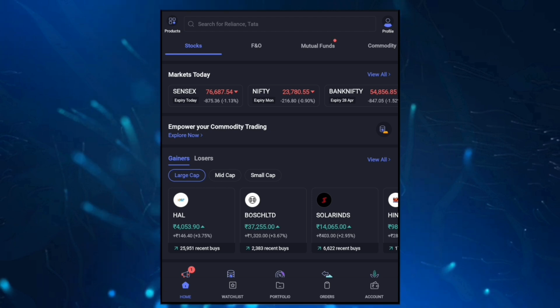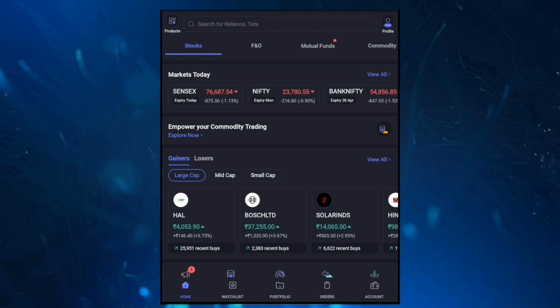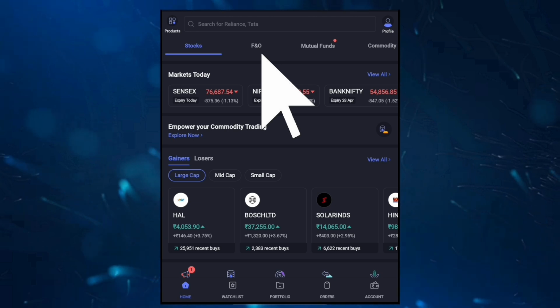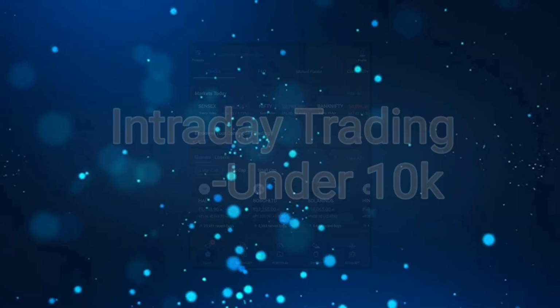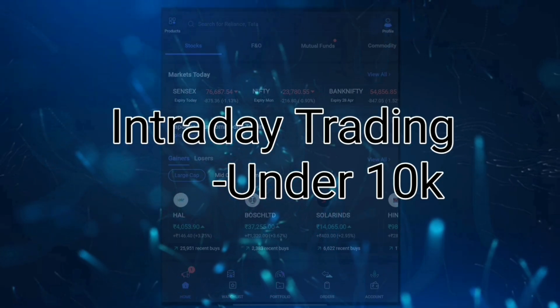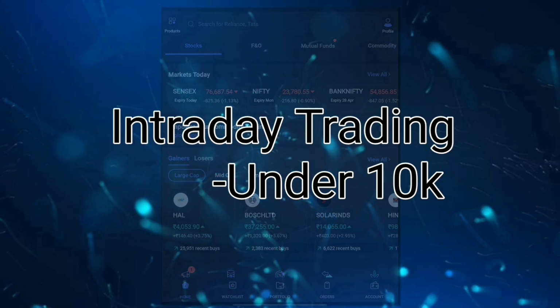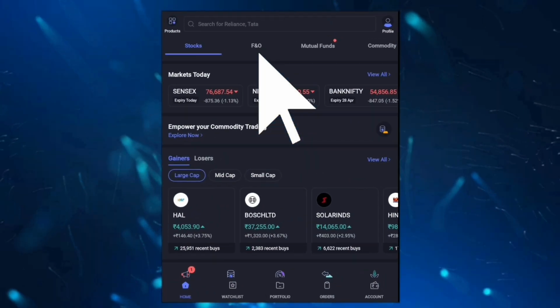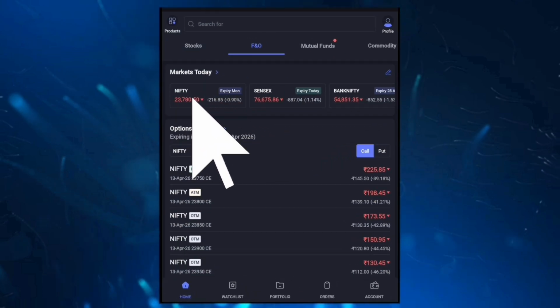As you open any of the broker applications, at the top left corner you'll see stocks, futures and options, then mutual funds, commodity, etc. What we are going to do is trade in futures and options, intraday, under 10,000 rupees. For that you have to select futures and options, and then under that you will see the Nifty 50. You have to tap on it.